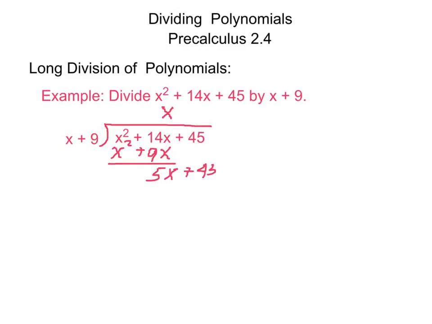Now I look at how many times x goes into 5x. Well, that's simply 5. So I say plus 5. Again, I multiply it out. 9 times 5 is 45. And 5 times x is 5x. And there's a plus there. Then if I subtract these two, I get 0, or no remainder. So the answer for x squared plus 14x plus 45 divided by x plus 9 is simply x plus 5.